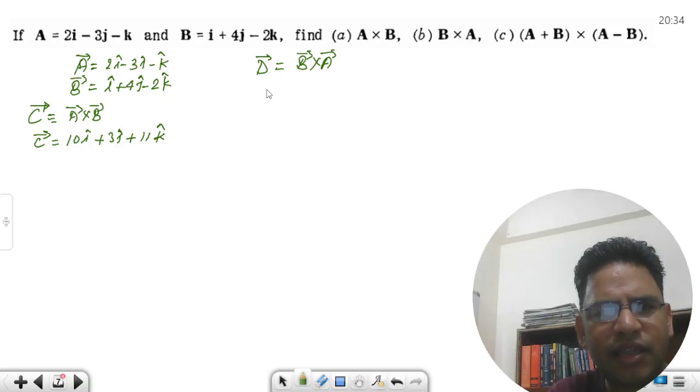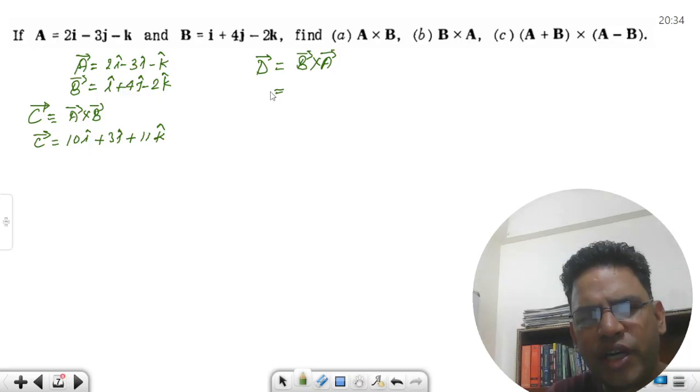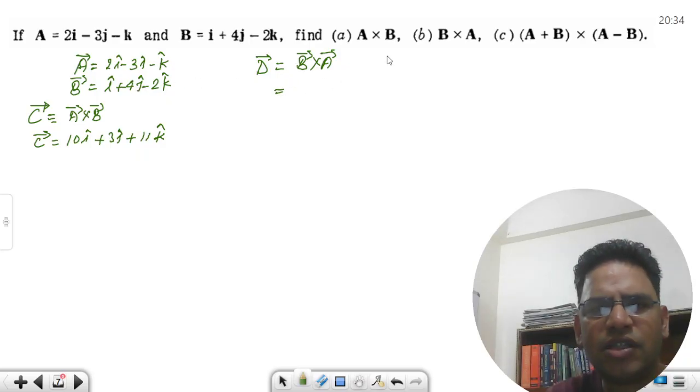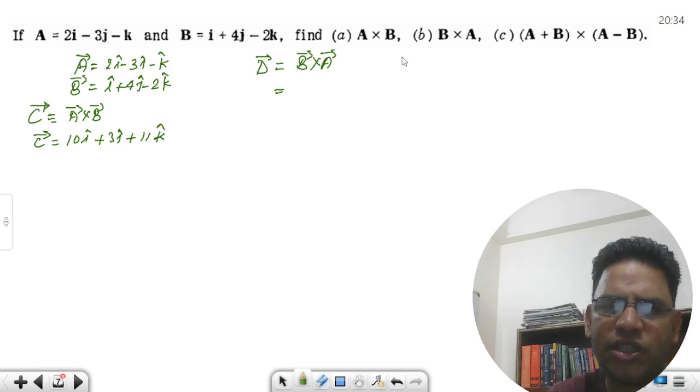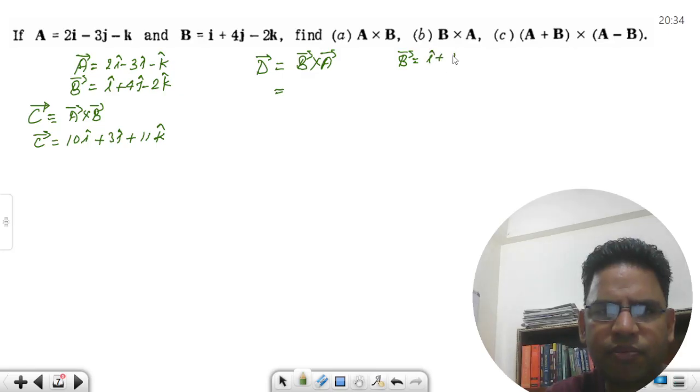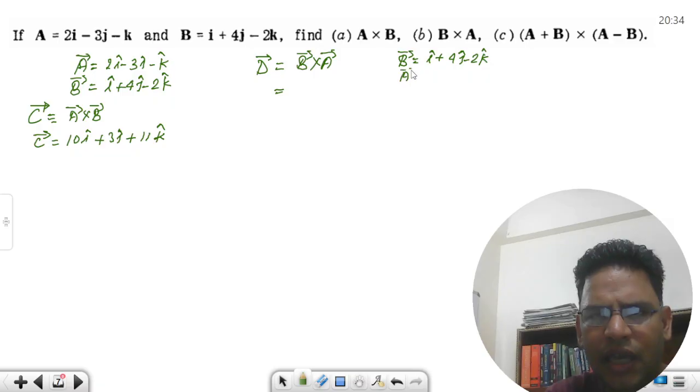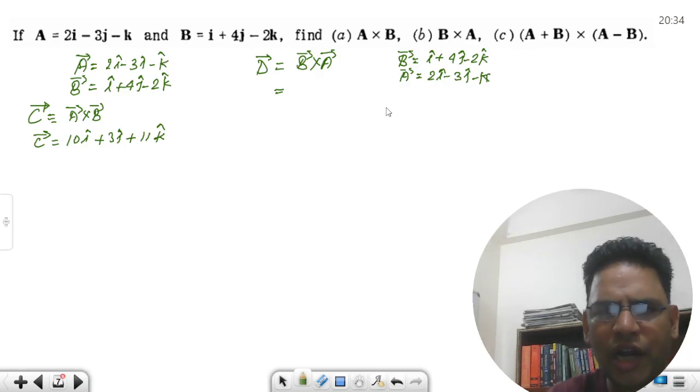How am I going to do b cross a? I am going to take this d vector, first component d1. d1 is going to be 2 3, so 2 and 3. There is one way of doing this, which I am just writing. B vector can be written as i plus 4j minus 2k. A vector can be written as 2i minus 3j minus k.